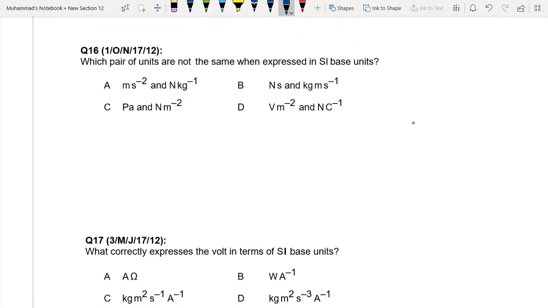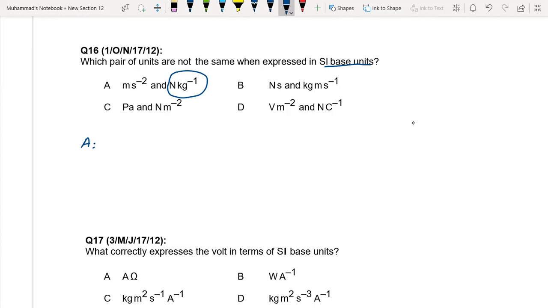Which pair of units are not the same when expressed in SI base units? So m s^-2 is an SI base unit, and N is for Newton. For A, we have to put this Newton in terms of base units, and we have to look whether this is equal to this.